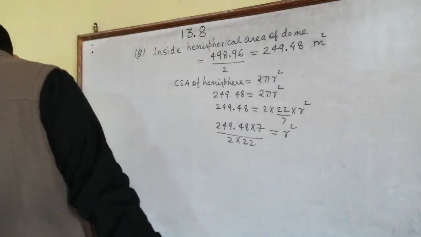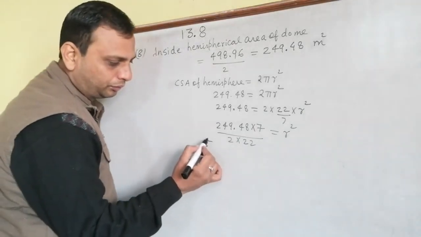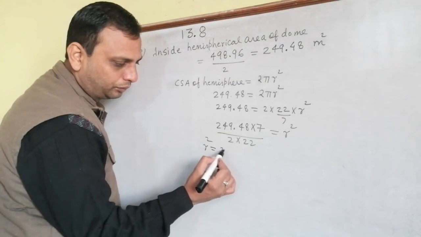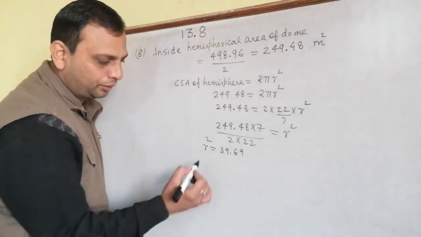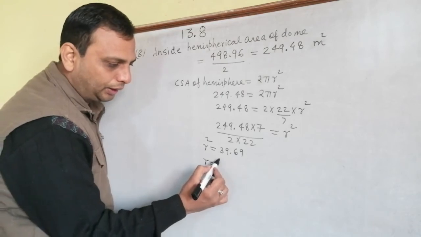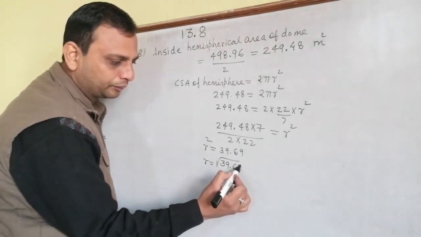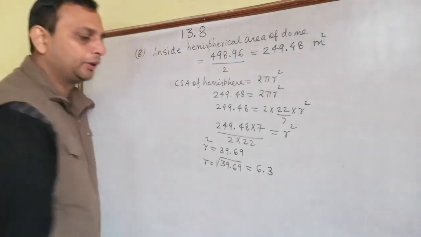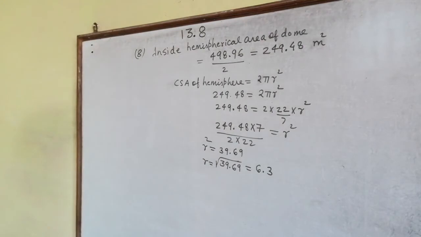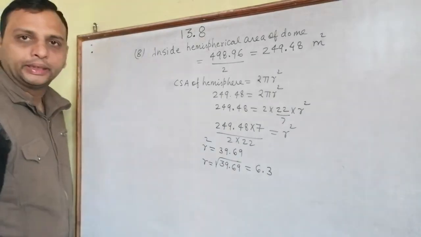$39.69. R is the square root of 39.69. 6.3 is the square root. Now we can find the volume of the dome. Why? Now we got the radius also.